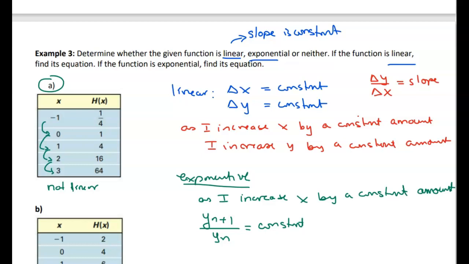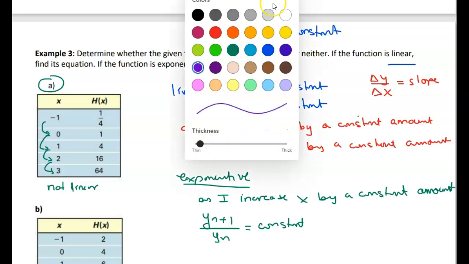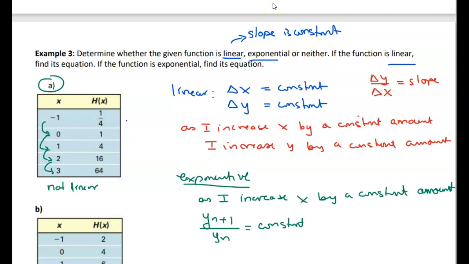Now let's check to see if it's exponential. For an exponential, we need the ratio of a y value with its previous one to stay the same. For example, 1 divided by 1/4 is 4. 4 divided by 1 is 4. 16 divided by 4 is 4. And 64 divided by 16 is 4. So the ratio of neighboring y values stays the same. So this is exponential.